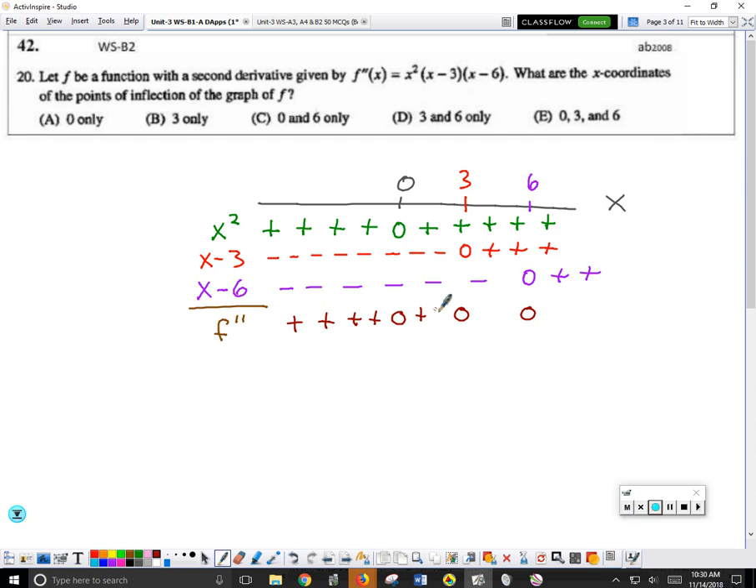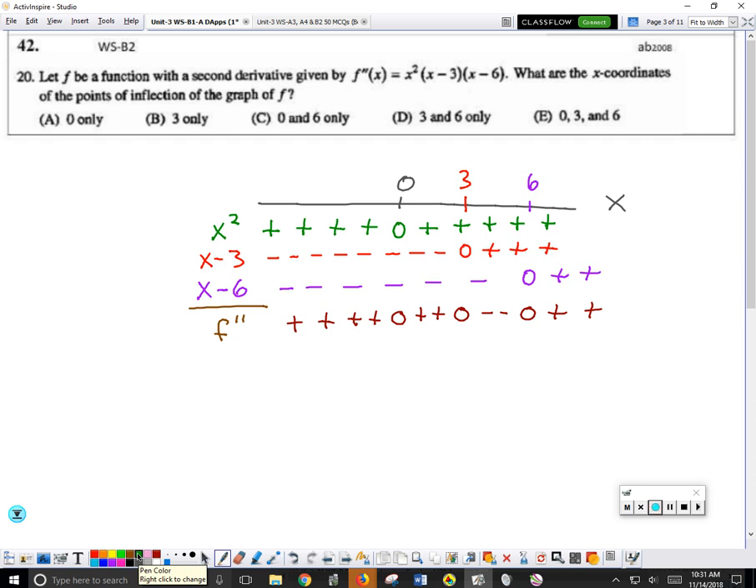Here's the answer to Weston's question. How many zeros does f double prime have? Say it out loud. 3. Now listen carefully. We are not finding inflection points on f double prime. We did find zeros of f double prime. We're finding inflection points on f. F has an inflection point when the concavity of f changes.